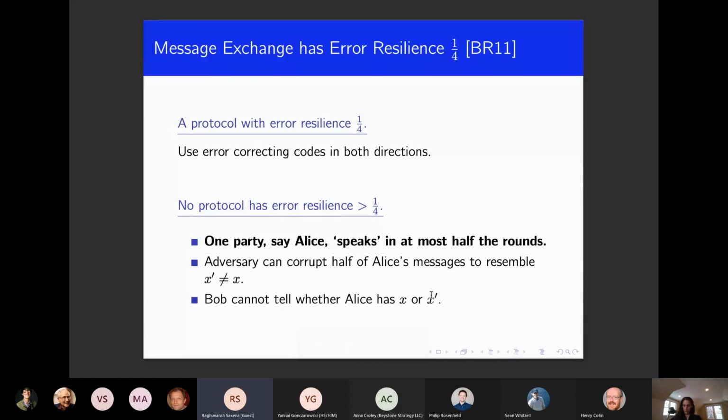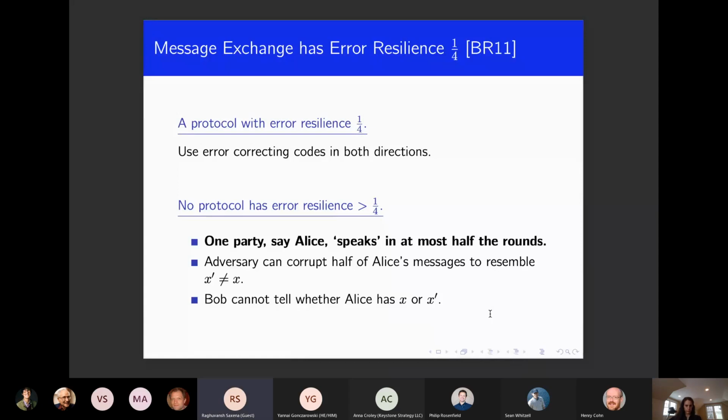So formally, a non-adaptive protocol is one where for all rounds i in the protocol, you know in advance which party is speaking in round i. And because you know this for all rounds i, you can compute which party speaks in less than half the rounds, and you can run this attack. So for non-adaptive protocols, this does work, and you cannot get error resilience more than 1/4. But for adaptive protocols, this does not work.